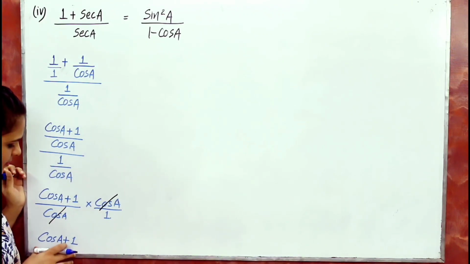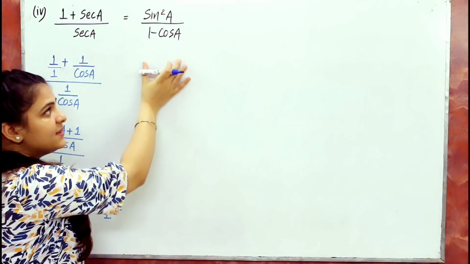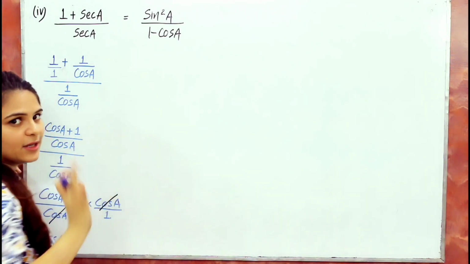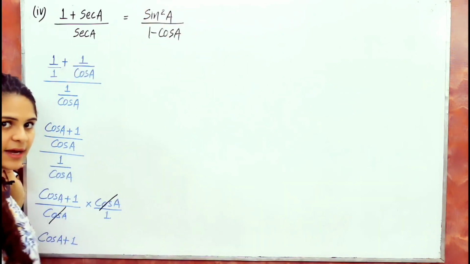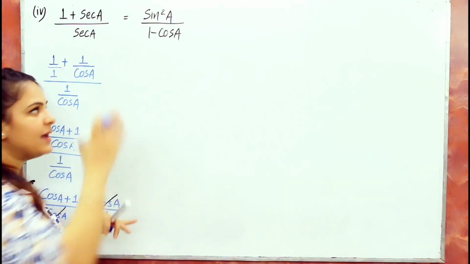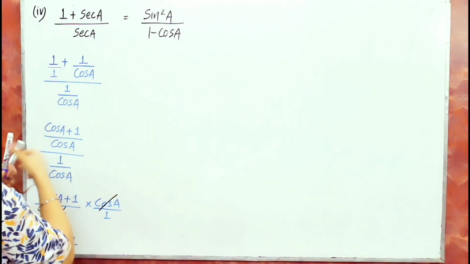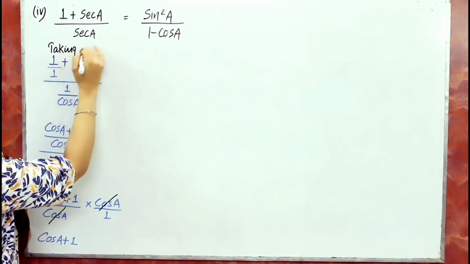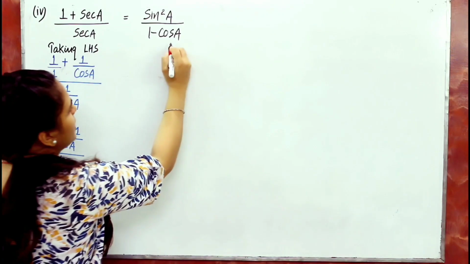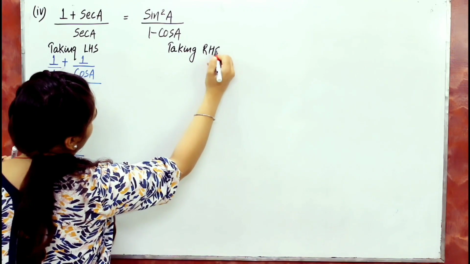What we can do here is multiply the numerator and denominator by 1 minus cos a. The reason is that on the RHS we have 1 minus cos a in the denominator. Or what you can do here is simplify the RHS side also. Like here I'll simplify this side. So this was by taking LHS, and now I'm taking RHS.